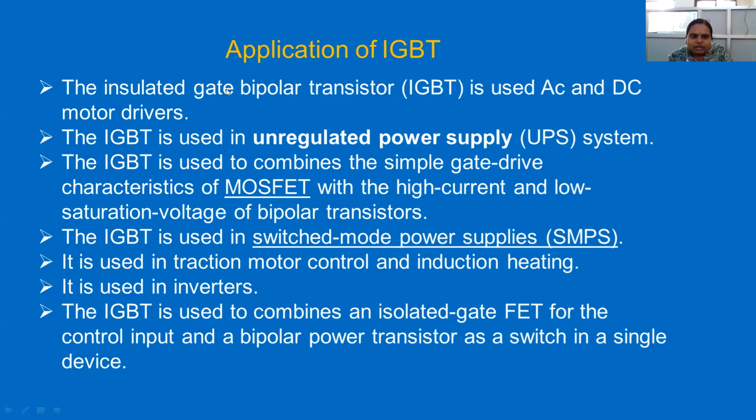Then what are the applications? The IGBT is used in AC and DC motors, and also in uninterruptible power supplies, that is, UPS systems. The IGBT is used to combine the simple gate-drive characteristics of the MOSFET with the high current and low saturation voltage of the bipolar transistor. In such applications, we go for the IGBT. Then it is used in switched mode power supplies, that is SMPS, in traction motor control and induction heating, and as inverters. The IGBT combines an isolated gate FET for the control input and a bipolar power transistor as a switch in a single device. These are a few applications where we can use our IGBT.